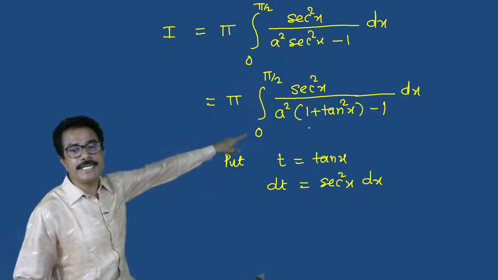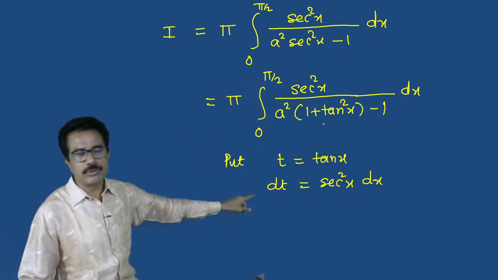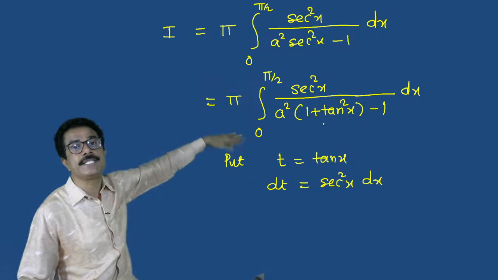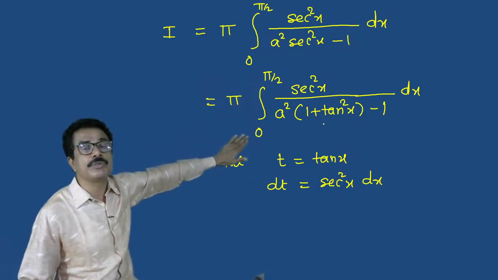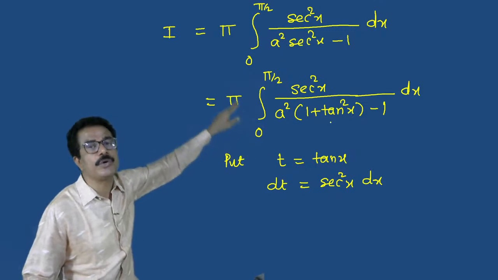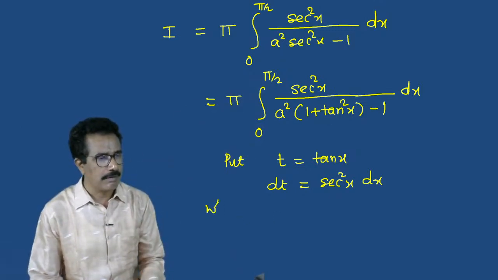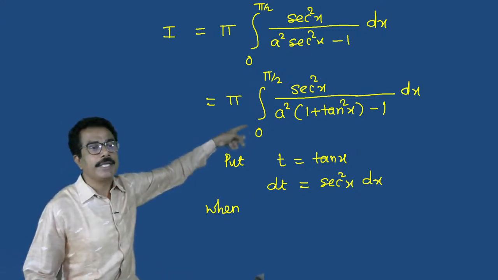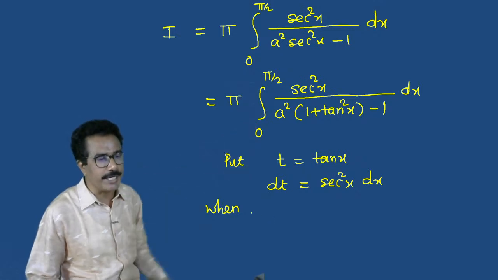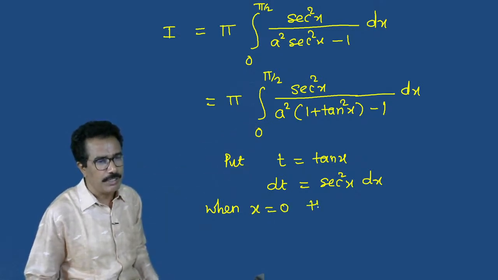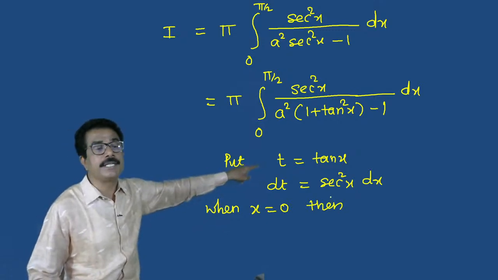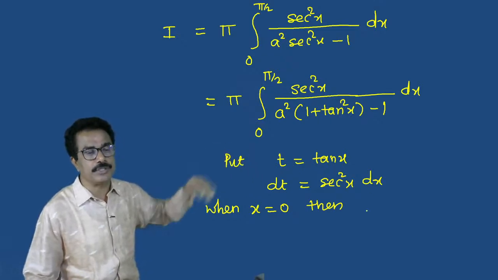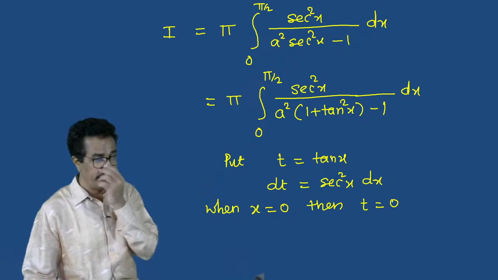Now this is a definite integral. If we substitute the variable in the definite integral, then the corresponding limits will be changed. That means we have to substitute limits also, 0 and pi by 2. Now the lower limit is 0 initially for x, so when x is equal to 0, then putting in t is equal to tan x, t is equal to tan 0, so t is equal to 0.